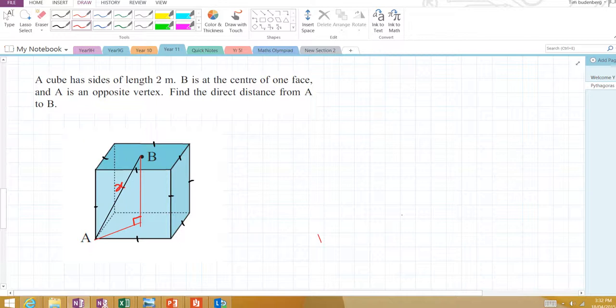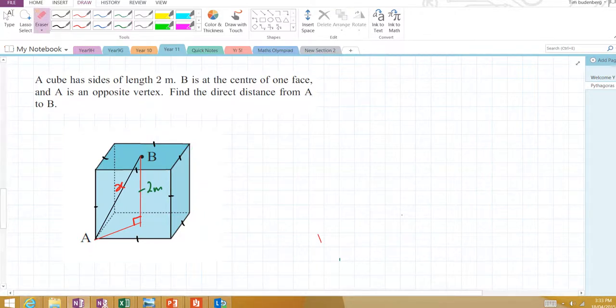Now, in order to find x, we need the 2 other sides of the triangle. One side is easy. The height we know is 2 meters, and we know that because this over here is also the height.